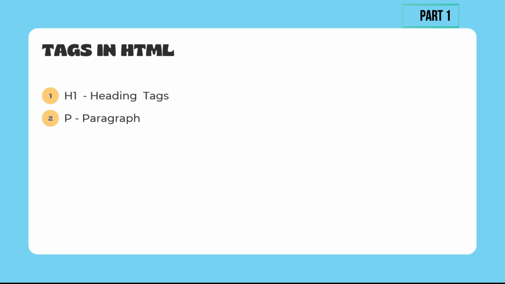Okay, and the second one is the p tag. The p tag is for paragraph, right? Whenever you want to write a paragraph in your web pages, you have to use the p tag. Okay, don't worry about this, I will let you know how to use these tags in actual HTML. So don't worry about these things.